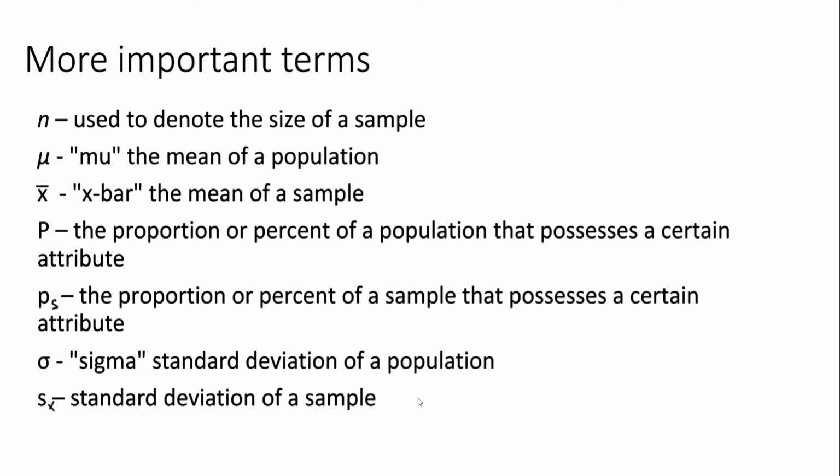A few more important terms and symbols we have. The letter n is used to denote the size of a sample. If we say something like n is equal to 5, that would mean there's 5 data points in our sample. This letter here, mu, a Greek lowercase letter m, is used to denote the mean of a population. x bar is the mean of a sample, which is just x with a bar over it. p, this should be lowercase p, is the proportion or percent of a population that possesses a certain attribute. Then we have little p sub s, same thing but for a sample. Then we have sigma, a lowercase Greek letter s, and that's the standard deviation of a population, and then s sub x is the standard deviation of a sample.